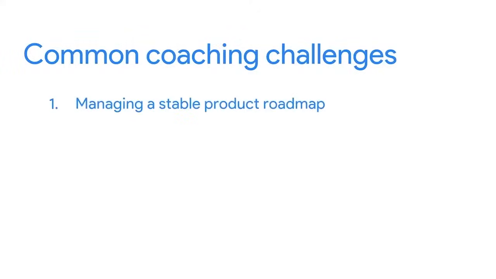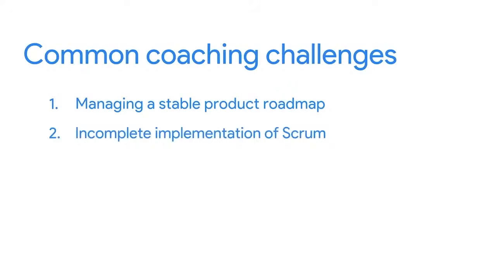To recap, the three main challenges we've covered in this video are managing a stable product roadmap, incomplete implementation of Scrum, and a lack of team stability. I've encountered each of these challenges and more in many of my teams. The wonderful thing about Agile is that there's a huge community of Agilists that are happy to help with any challenges you might come across. Even an experienced Agilist like myself asks for help now and then. Coming up, we'll explore how Agile is evolving and keeping up with the times. Now that's an Agile way to be.